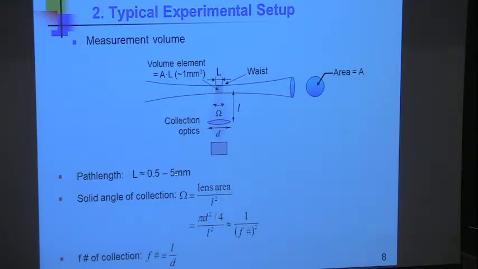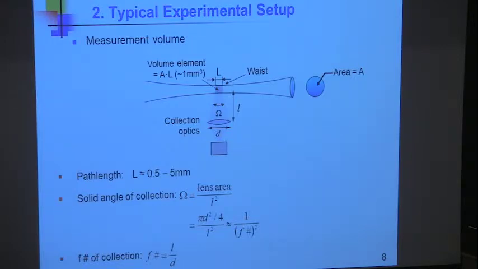Typically, it might be in this range. Solid angle of collection. It's usually done in solid angle. So that's the lens area divided by this length squared. That's the definition of that solid angle. And if you write this in terms of optical components, some people would recognize that as 1 over the f number squared. Clearly, a small f number is going to allow you to collect more light. So you'd like this to be a big solid angle, which means a small f number.